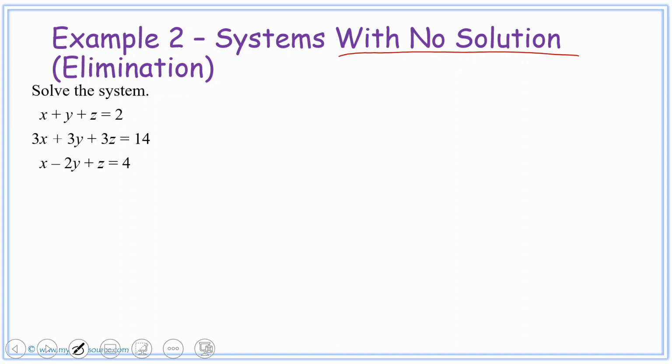And so let's go ahead and decide where we want to start. Normally, it's easier just to pick the smallest one. It doesn't matter which one you start with, you will always get the same answer, just like we did in the regular two variable system.